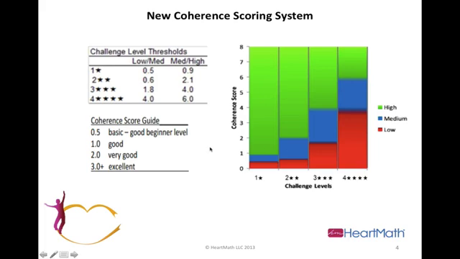Alright, and a good rule of thumb for clients is if you get to 0.5 and to 0.1 and to 1.0, that's a good result. If you get to 2, it's very good. If you get to 3, it's excellent.